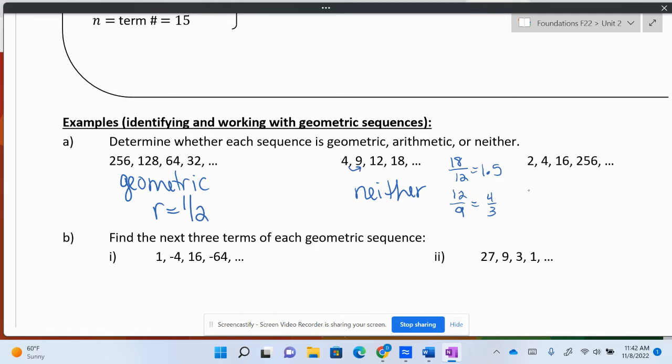And I know that it doesn't have, let's see, +5, that would be +3, that's +6. So there's no common difference either. So that's why it's neither.